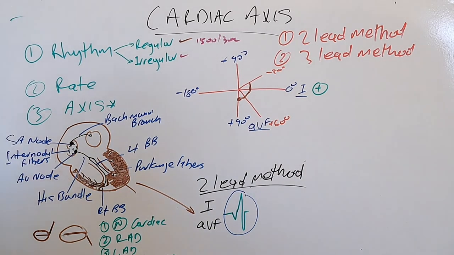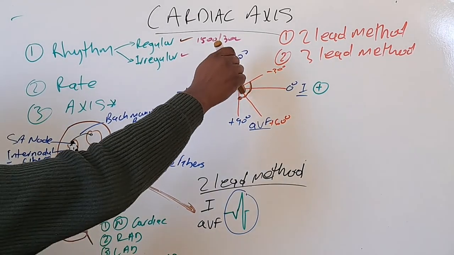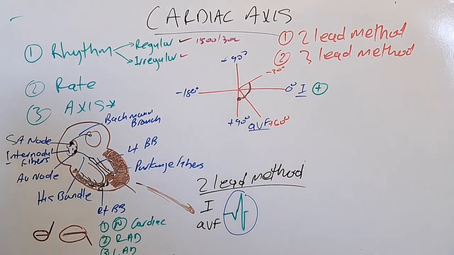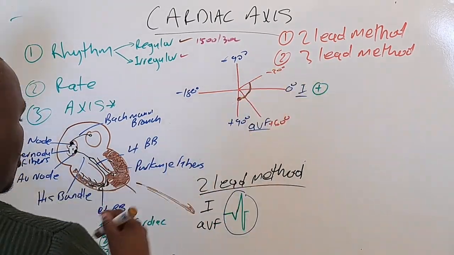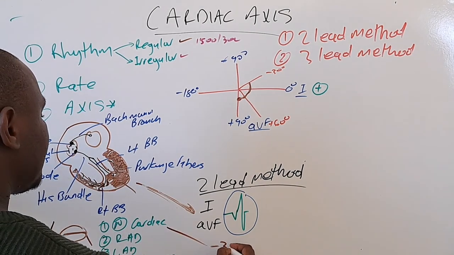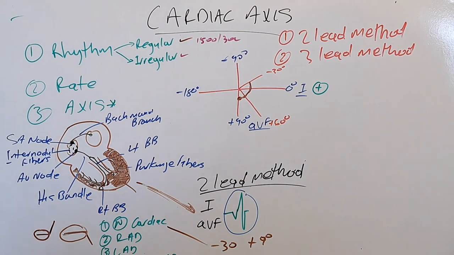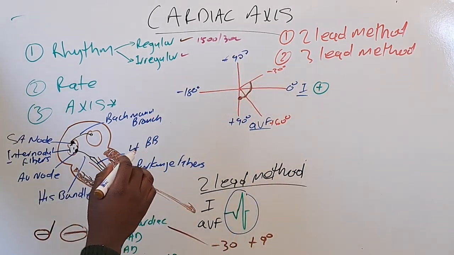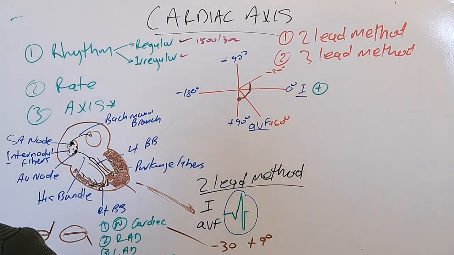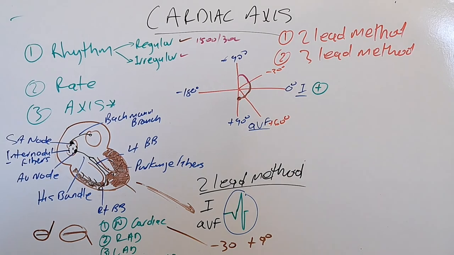If you look at the direction, we said the direction is down and towards the left side. So if it's here, it's here, it's here, it's down and out. So it's regarded as normal as long as it's between minus 30 to plus 90 degrees. That's a normal cardiac axis, right? Anything that is above minus 30 and less than minus 90, which is here, that one is called a left axis deviation.